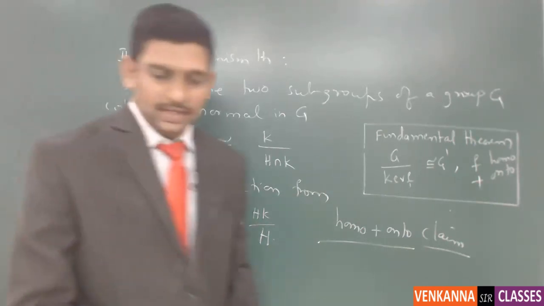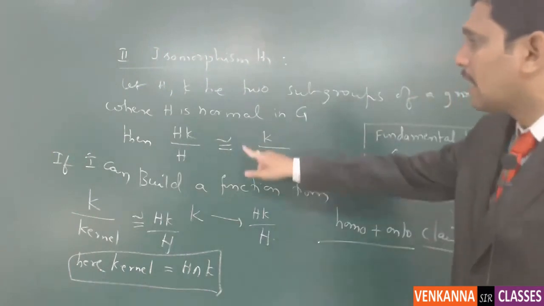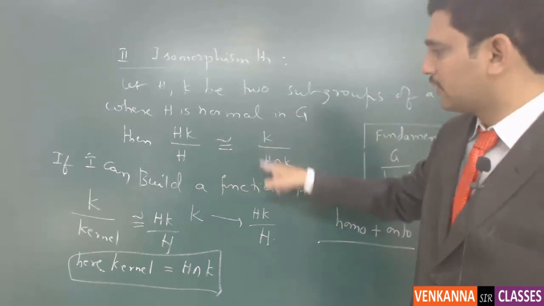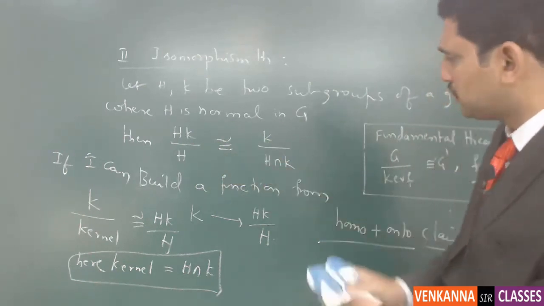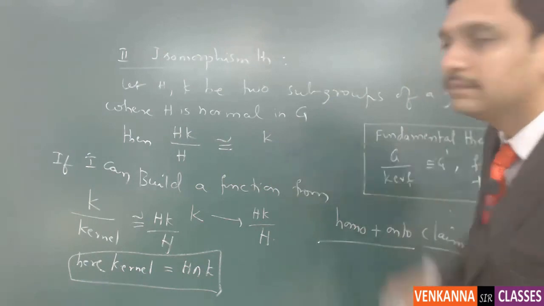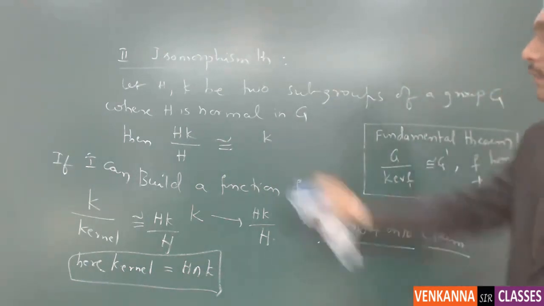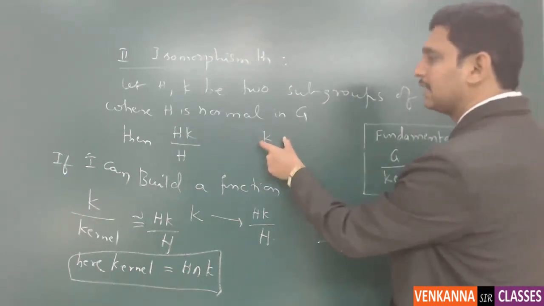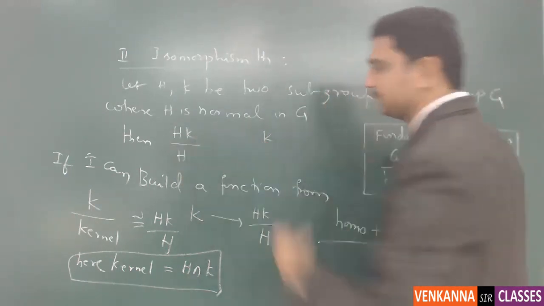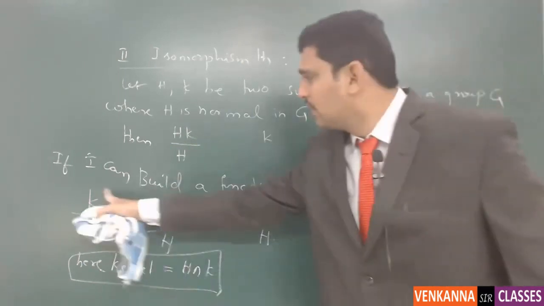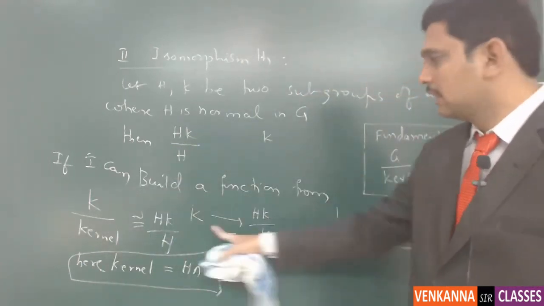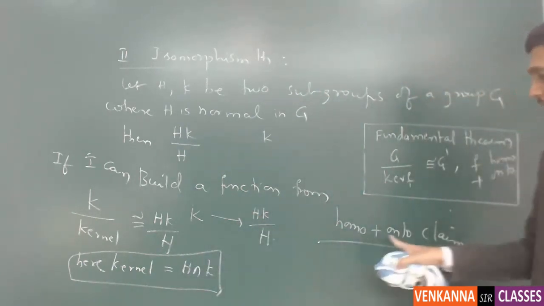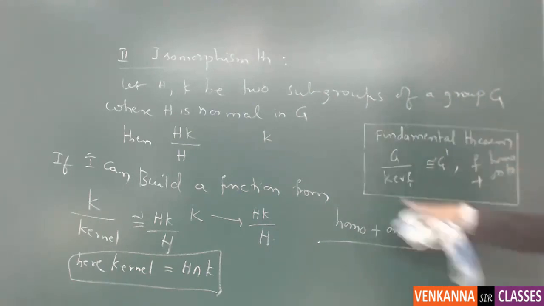Right. So here, this is our claim. We have to prove that HK by H is isomorphic to K by H intersection K. So you first forget this one. Now, I have two groups. One is K, one is HK by H. So if I build a function from K to HK by H, which is a homomorphism and onto, then I can make use of this statement.